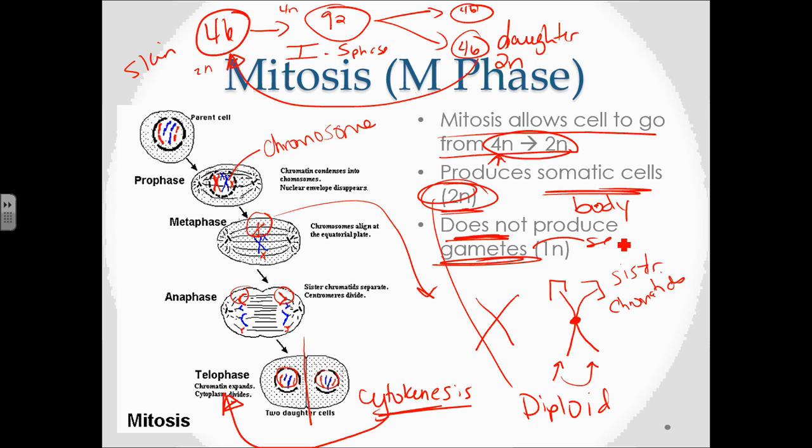Gametes are sex cells, like egg or sperm. Mitosis does not produce egg or sperm. It does not produce gametes. Mitosis produces body cells, anything that's not a reproductive cell. So a brain cell, a liver cell, an intestinal cell, a skin cell, a blood cell, anything that's not actually going to be put forth for reproduction.